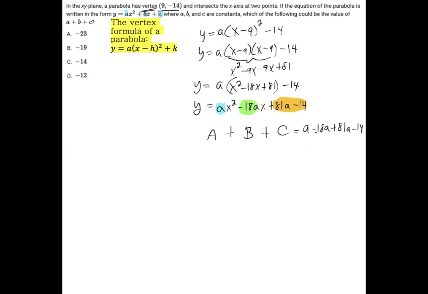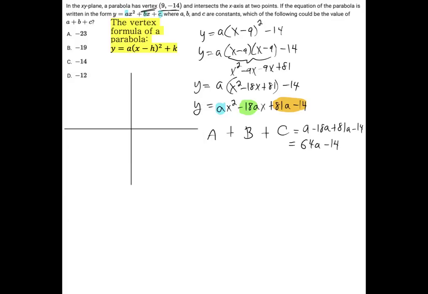So combining some like terms, we have 81 minus 18 plus 1, because this is 1a right here. And that gives you 64a minus 14. So they asked us for a plus b plus c, and we put it all together, and we got 64a minus 14.